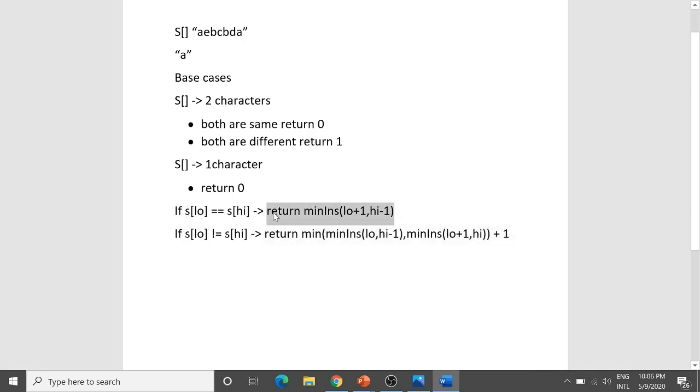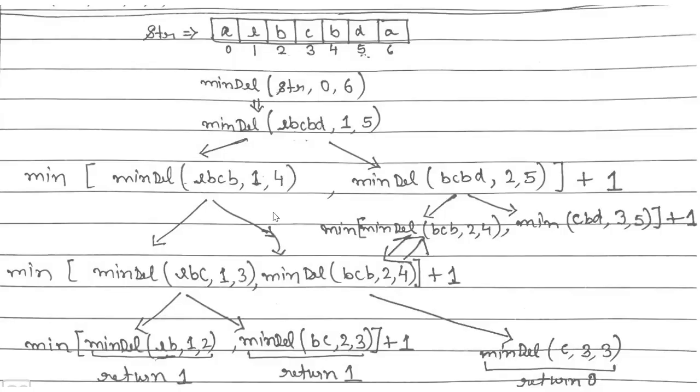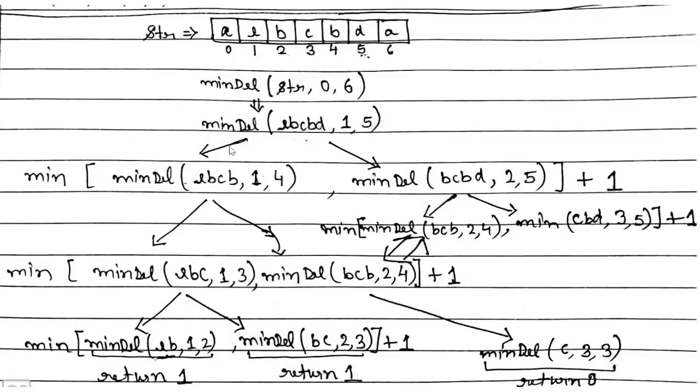So we would first take a look at our recursive tree. We will understand all these base cases and non-base cases, and then try to make a recurrence relation out of it. Now coming on to our recursive tree, what do we have over here? We have a string AEBCBDA.